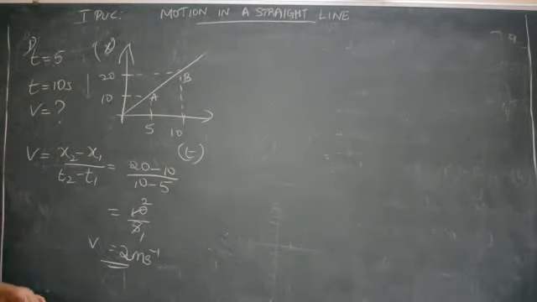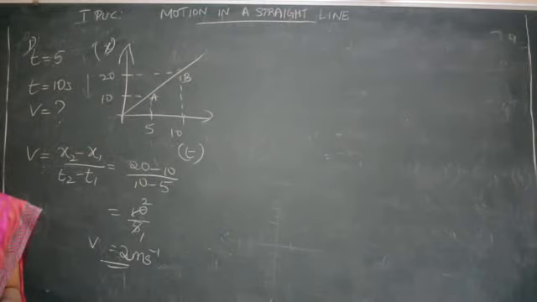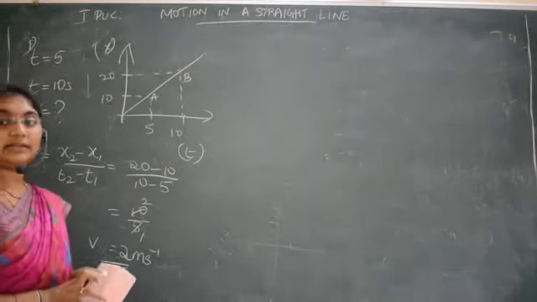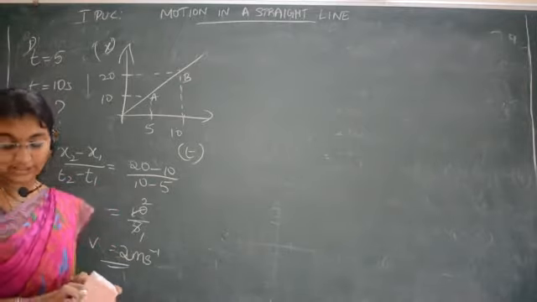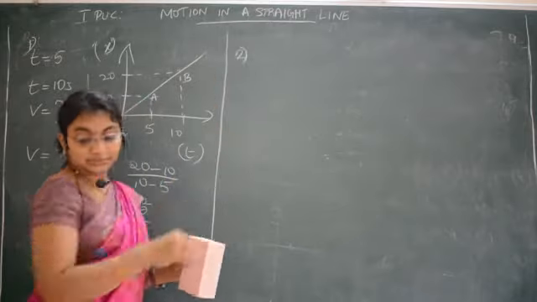Shall I go for the next problem? Yes, here is the next problem. A car travels with uniform velocity of 10 meter per second. The driver applies the brake and the car comes to rest in 2 seconds. Calculate retardation. Retardation means decrease in acceleration. Correct? Speed decreases. Okay, second question.